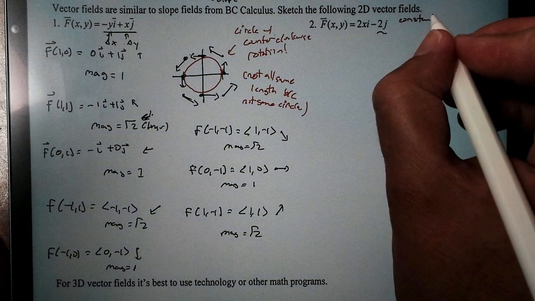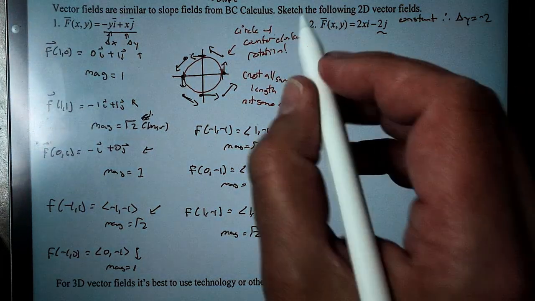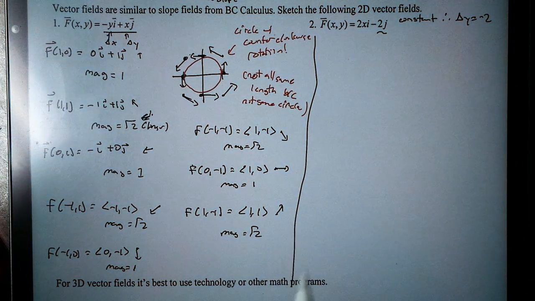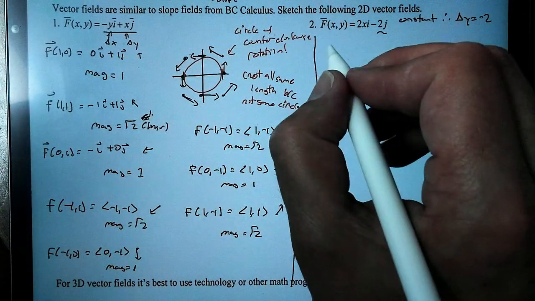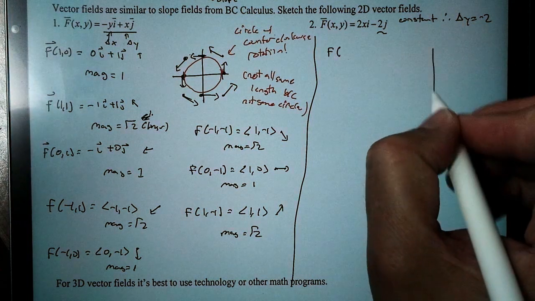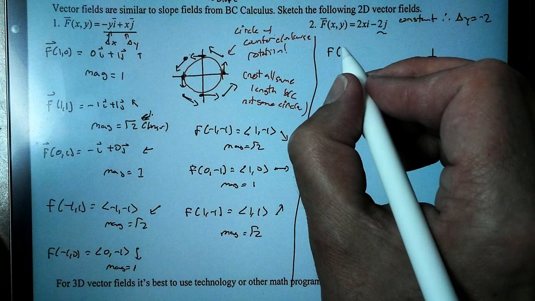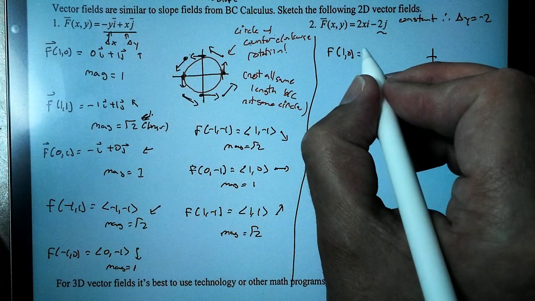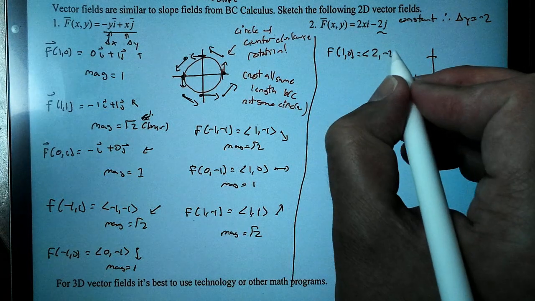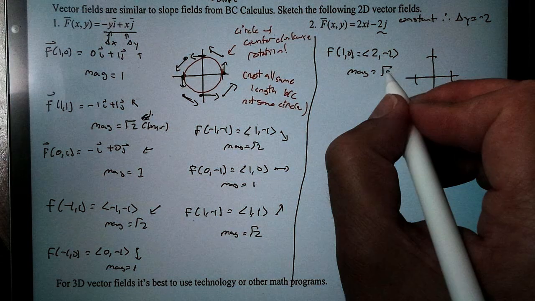This is a constant. Therefore, we can say the change in y is always -2. So if I just want to graph my same points right here, we'll do the same points we did before. If I did (1, 0), well, that's just going to give us the vector (2, -2). Be careful of the magnitude. The magnitude here would be the square root of 8.